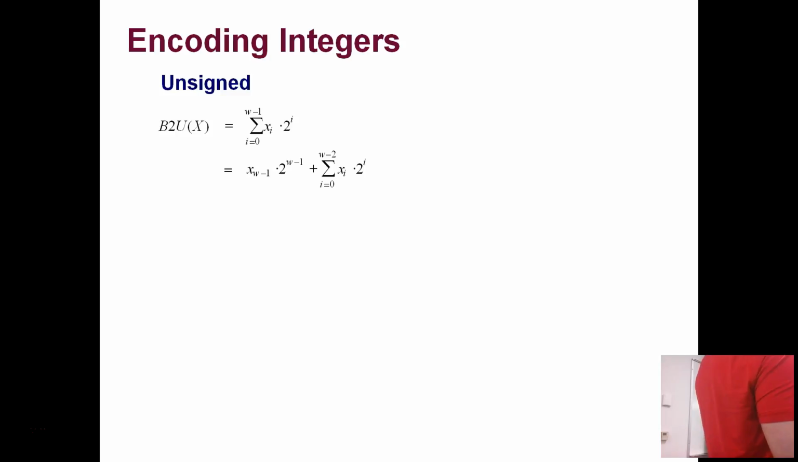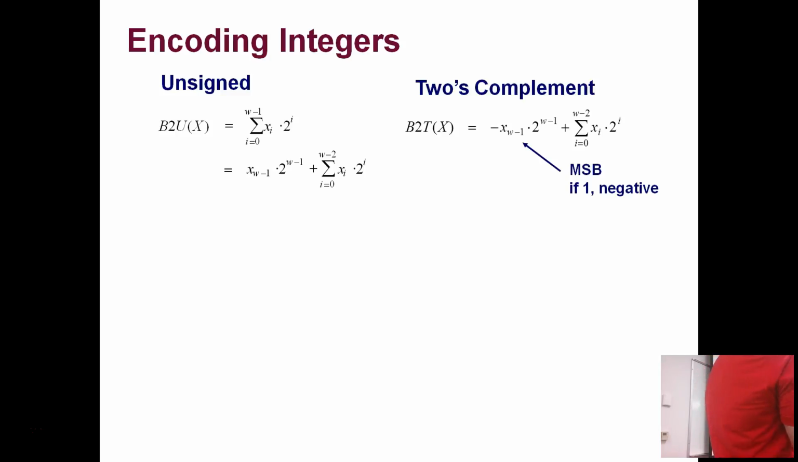The signed representation takes this bit and puts a negative sign on it. That most significant bit, rather than being a positive large number, is now a negative large number. That's the only difference between an unsigned representation and a signed representation.